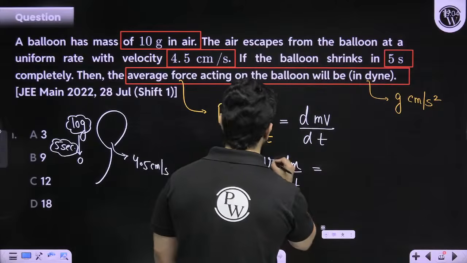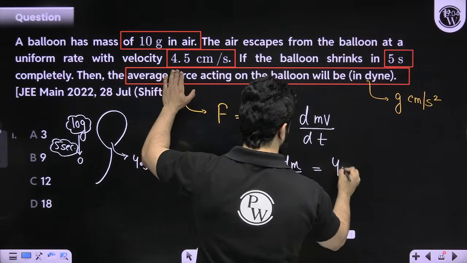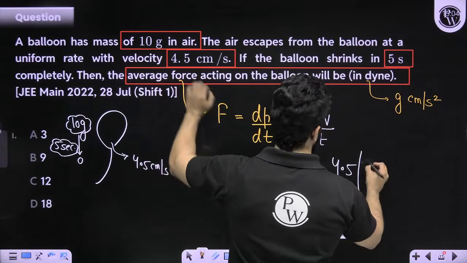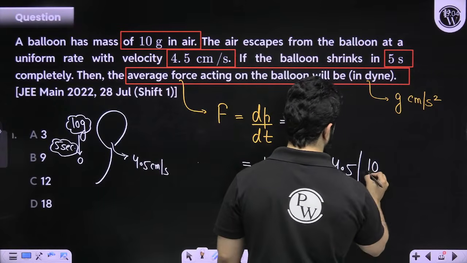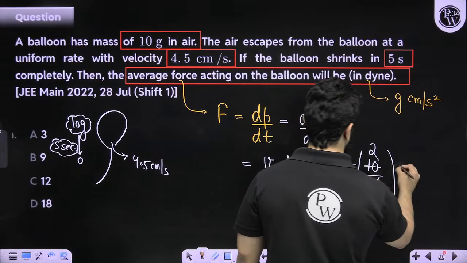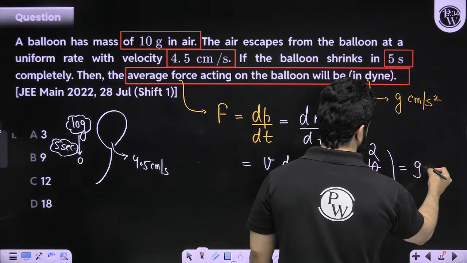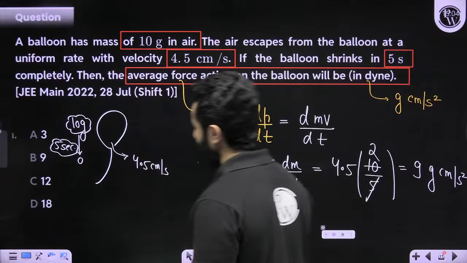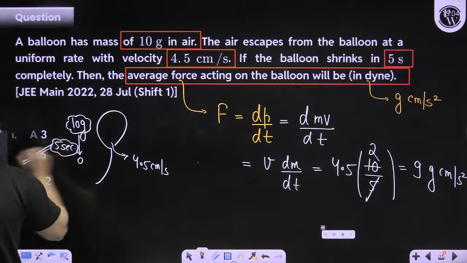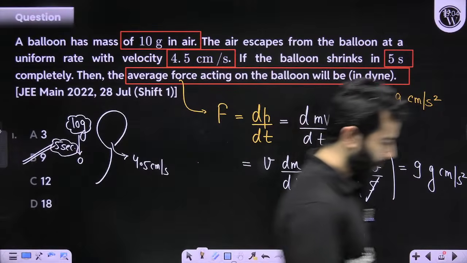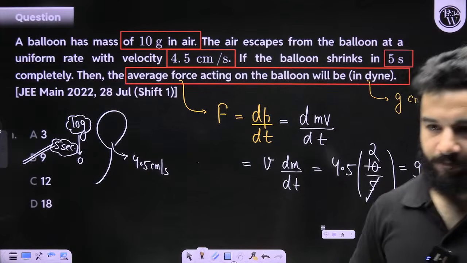Because they are talking about average, I am going to simply write this thing is given 4.5, and dm by dt is 10 gram of mass changing in 5 seconds. So that means this is going to be 2 and the answer will be 9 gram centimeter per second square or 9 dyne. Answer B is correct, my dear friends. Please note answer B is absolutely correct. Clear? Let me know in the chat box.